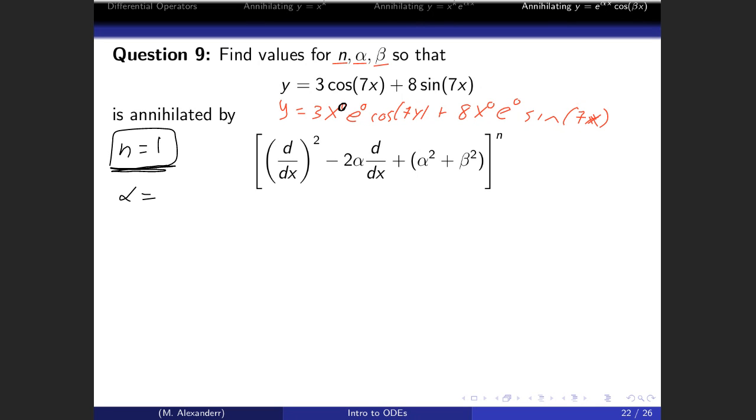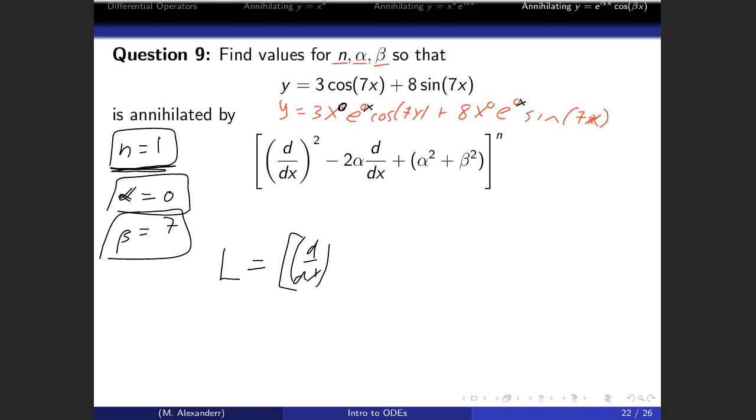The alpha is the number on the exponential, and technically there's a 0x there, so alpha is going to be 0. Beta is going to be the number inside the sine and the cosine, which is a 7. So we have all the values so that we can write down the operator that is going to eliminate the original function. This is going to be d dx squared minus, actually the alpha is 0, so we won't even write that down.